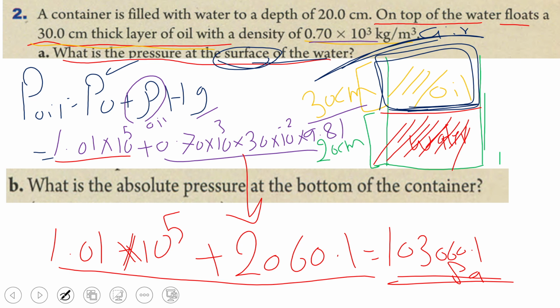Students, part B: what is the absolute pressure at the bottom of the container? Find the pressure in here, on the bottom. Solve this by yourself. Let it be homework for you. Same thing as part A.